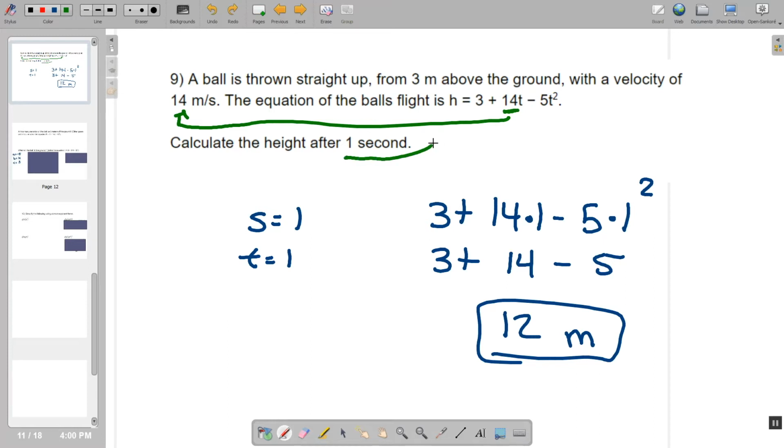Then it asks you to solve for the height after 1 second, which we did right there, and we ended up getting 12 meters tall. Last time Beck caught a mistake where I had this in feet instead of meters, but I double-checked my labels this time to make sure that did not happen.